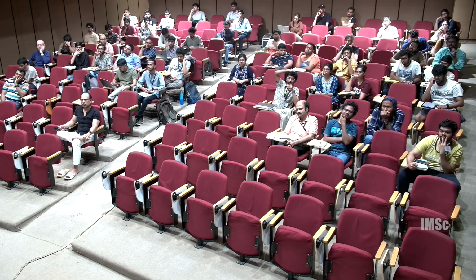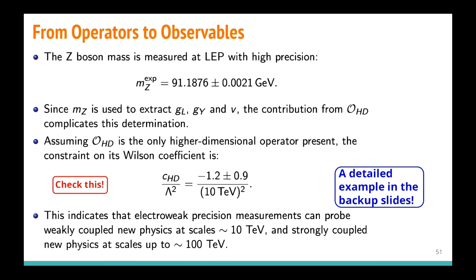So yeah, there is one operator which is custodial SU(2) violating at dimension 6. There is no custodial symmetry violating operator at dimension 5. At dimension 5, there is only the Weinberg operator that we talked about, and that operator is very, very strongly constrained from the rho parameter measurement.